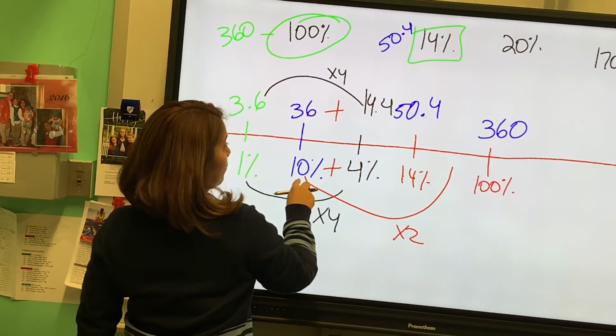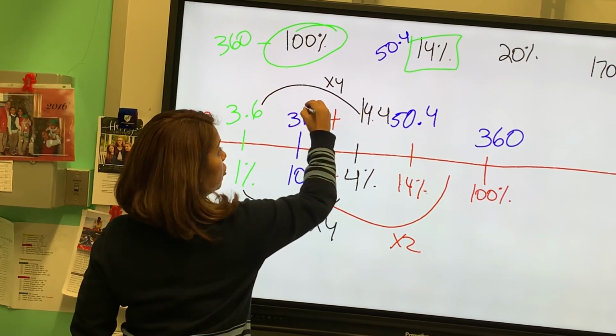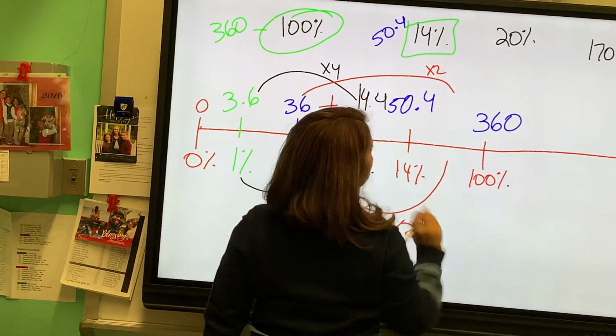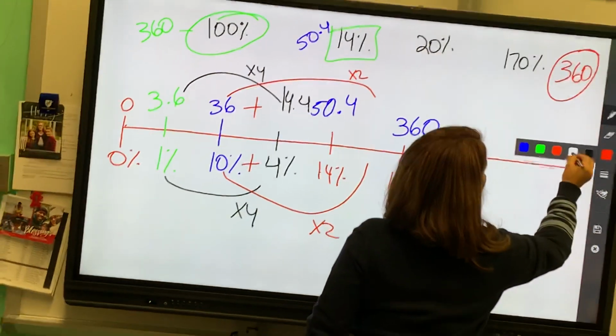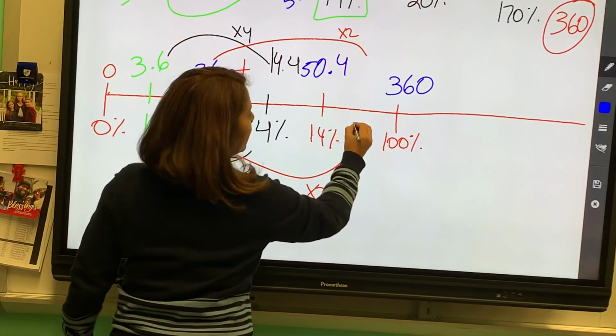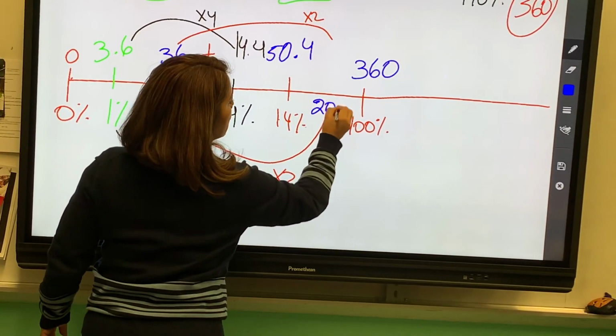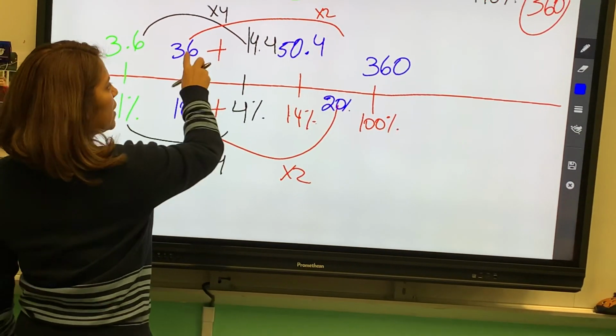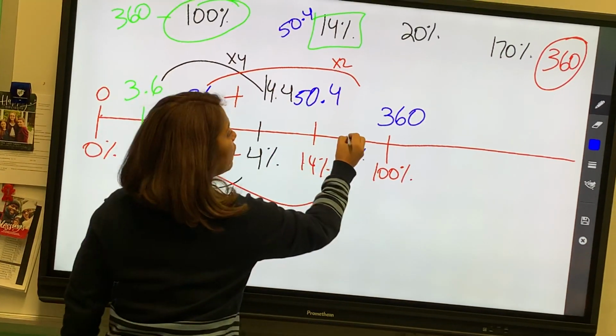And if I multiply my 10 here, I have to multiply the 10 goes to my 36, right? My 36 times my 2. So now that I know that, I'm going to go ahead and write here my 20%, right? So here I have my 20%. Because 10 times 2 is 20%. So what is 36 times 2? 72. 72%.